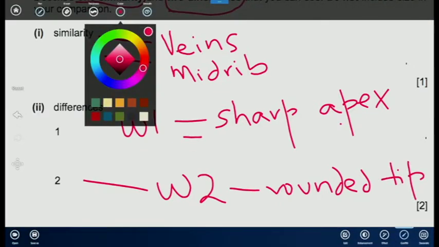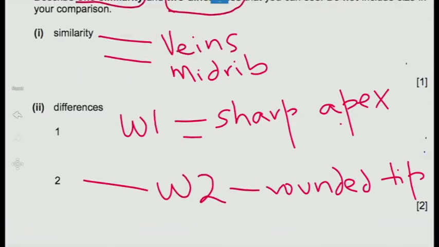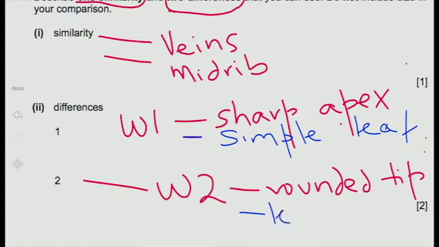Another difference with regards to W1: it's a simple leaf. Whereas W2 is a compound leaf with leaflets, right? If you write leaflets, you're on the right track. That's correct. Or write compound leaf. So we've given the differences: W1 has a sharp apex and is a simple leaf; W2 has a rounded tip and the leaflets are there.